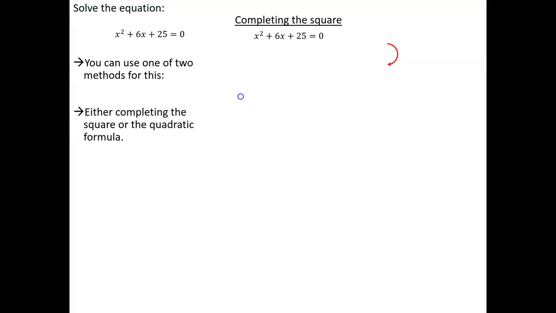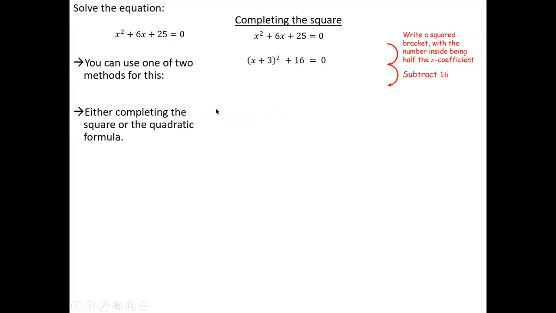So I'm going to rewrite with a squared bracket, with the number being half of the x coefficient here. So that gives me x plus 3 squared. Now, if I expand that bracket, I have plus 9 as my constant. I want plus 25, so I need to add on another 16, and that's equal to 0.